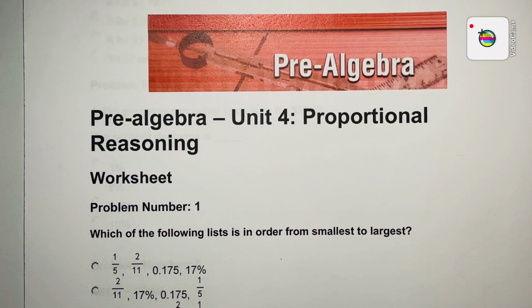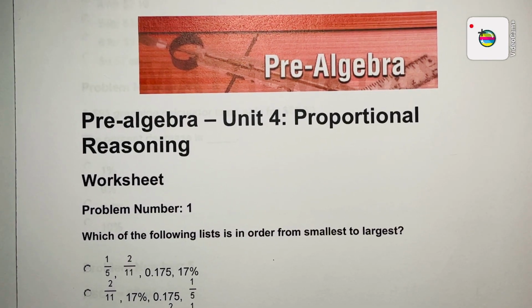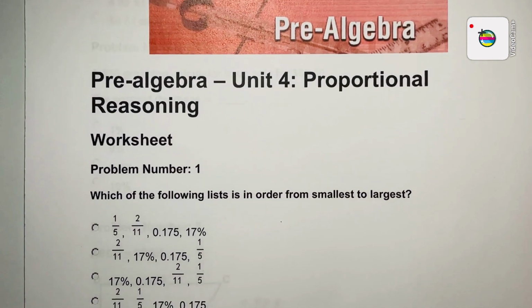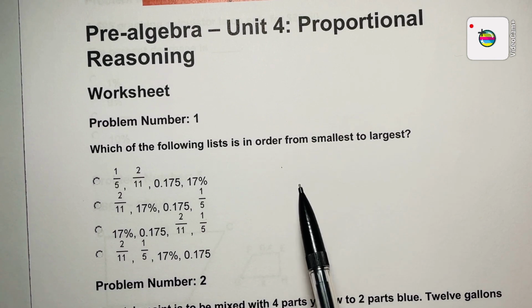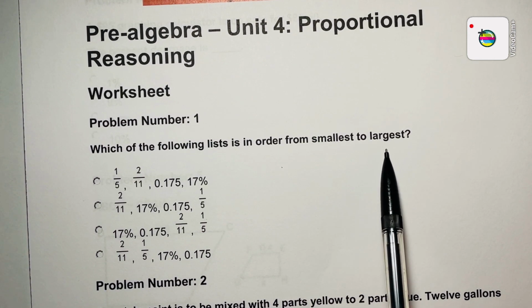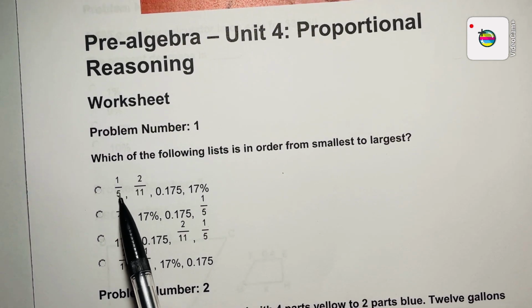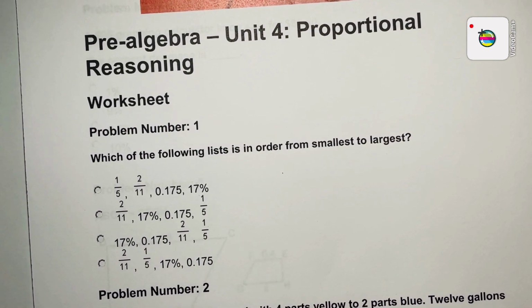All right, we're starting our pre-algebra Unit 4 proportional reasoning worksheet number 1. Which of the following lists in order are from smallest to largest? So the first step is to change each of these to a decimal so we can tell which one is smallest and largest.